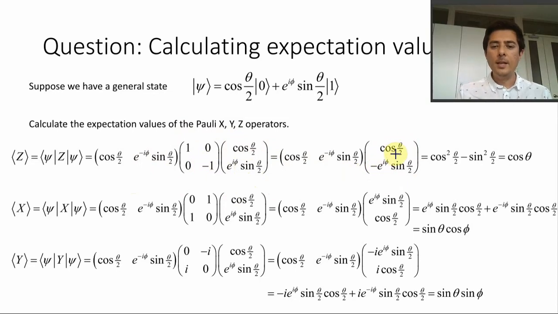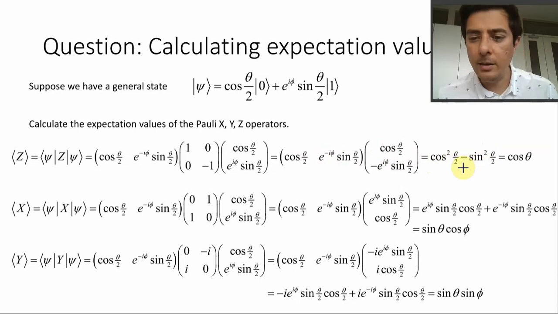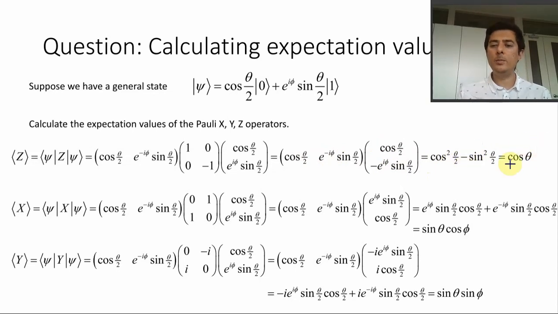So you get that. And then you perform your matrix multiplication of this vector with the conjugate vector, which gives the number. And here the exponentials cancel out, and you get cosine squared minus sine squared, and we can just use a trig identity to simplify this a little bit, and you get cosine theta.